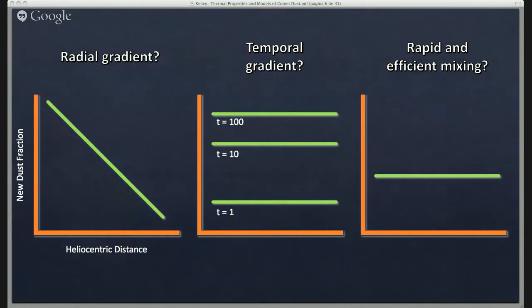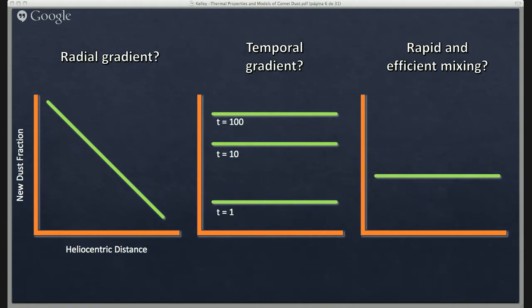Was there a temporal gradient? Is it that the first comets that formed have a low new dust fraction, and with time, perhaps that increased as it became more enriched? Or was that process very, very rapid and very efficient, so that we should just expect all comets to have essentially the same new dust fraction, whatever that means? So that's kind of the context of one of the reasons to study comet dust composition.